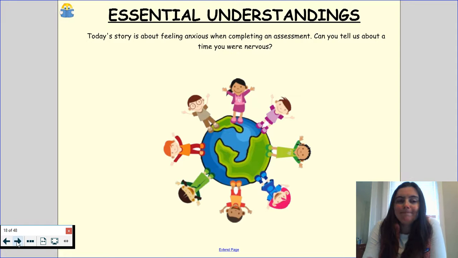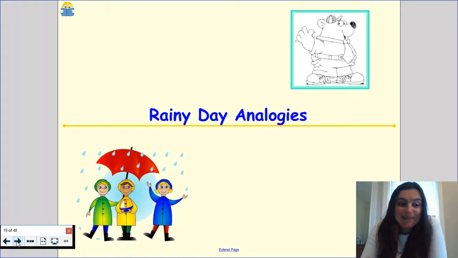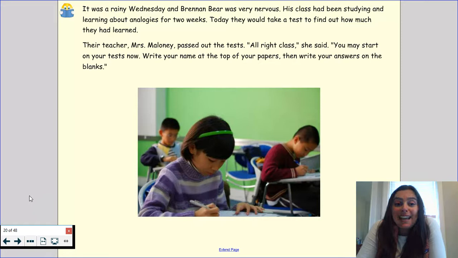Rainy Day Analogies. It was a rainy Wednesday, and Brennan Bear was very nervous. His class had been studying and learning about analogies for 2 weeks. Today, they would take a test to find out how much they had learned. Their teacher, Mrs. Maloney, passed out the tests. "All right, class," she said. "You may start on your tests now. Write your name at the top of your papers, then write your answers on the blanks."